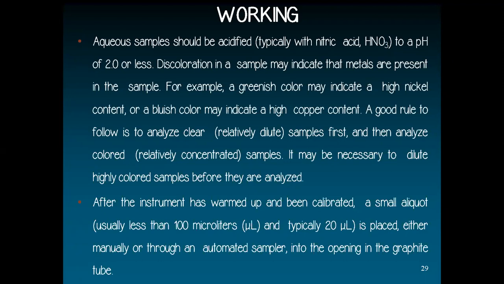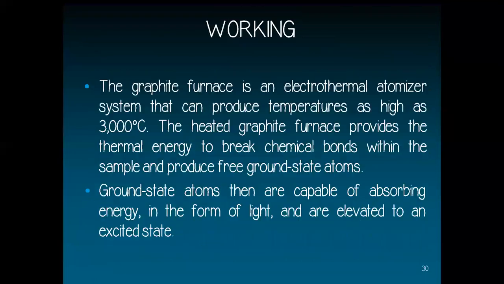After the instrument has warmed up and then been calibrated, a small liquid sample, which is usually less than 100 microliters and typically 20 microliters, is placed either manually or through an automated sampler into the opening of the graphite tube. The graphite furnace is an electrothermal atomizer system that can produce temperatures as high as 3000 degrees centigrade. The heated graphite furnace provides thermal energy to break chemical bonds within the sample and produce free ground state atoms.